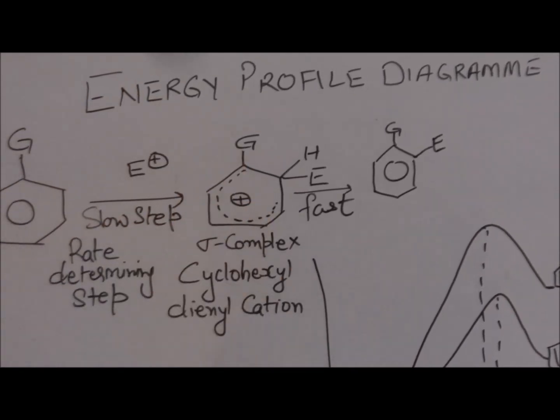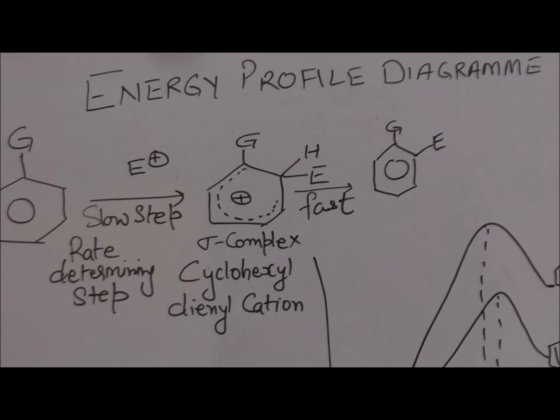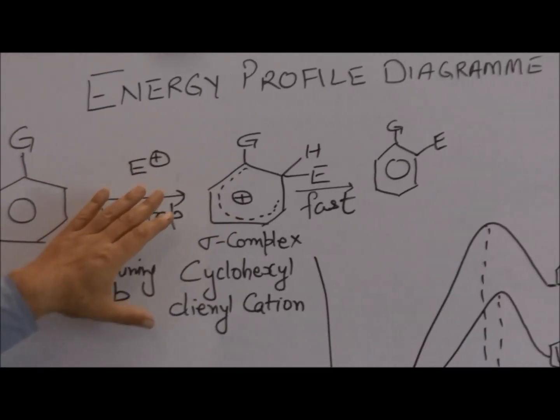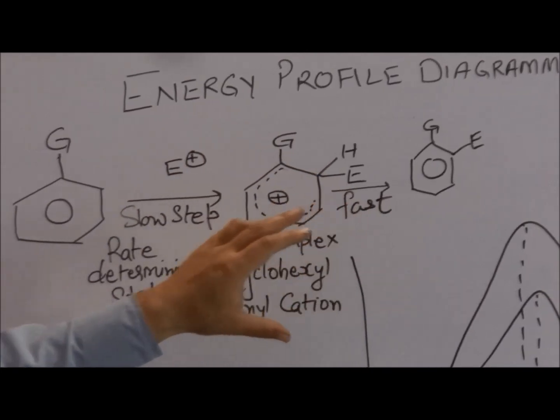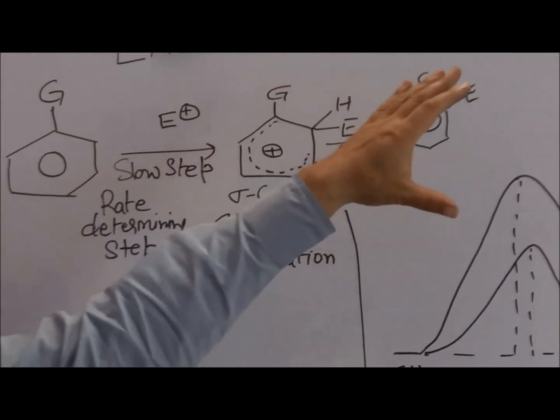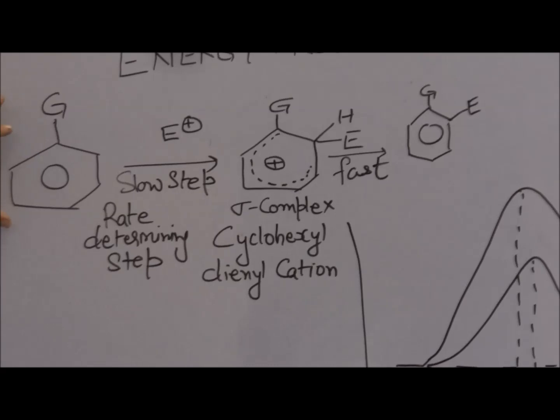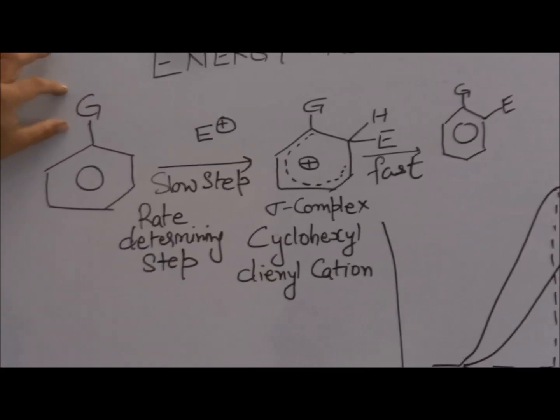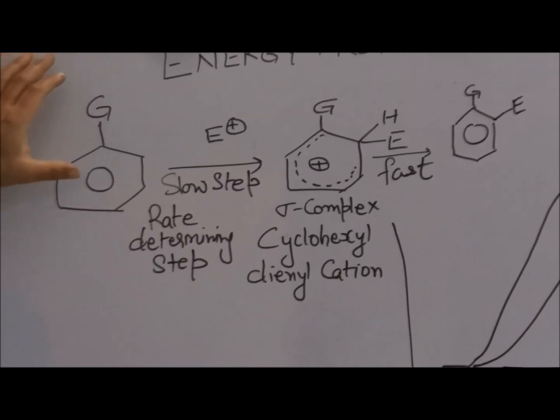Now we will be discussing the energy profile diagrams. To understand, there are two steps. Why is there a slow step and why is there a fast step? The general mechanism can be written as: a benzene ring with a group G attached on it. G can be activating or deactivating.